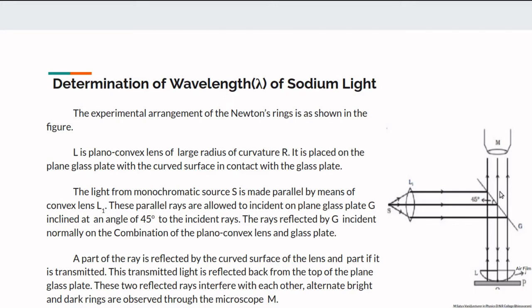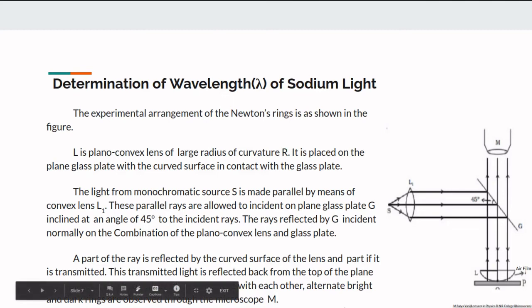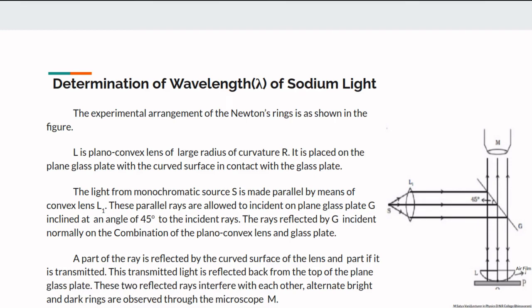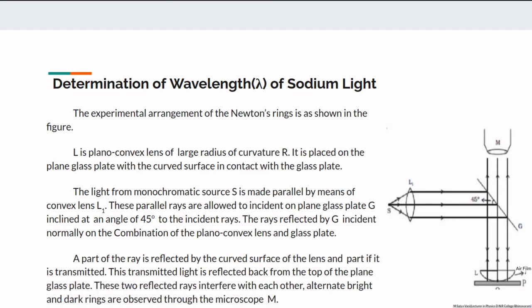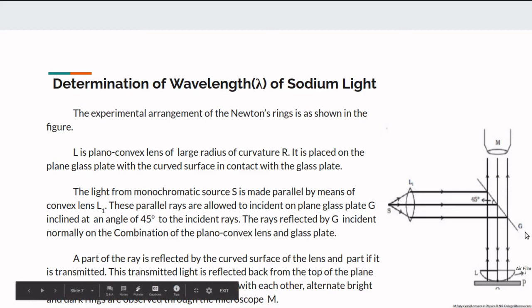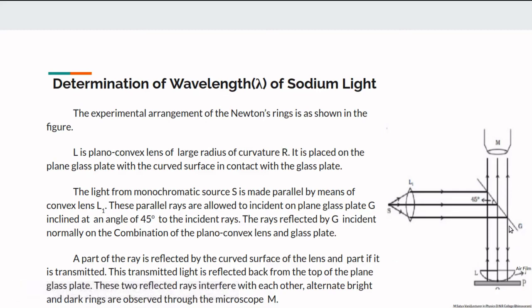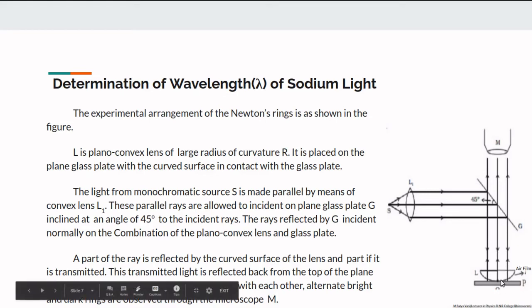It is inclined such that the angle of incidence is 45 degrees, because we know that in reflection, the angle of incidence is equal to the angle of reflection. When the angle of incidence is 45 degrees, the reflected rays are normal to the combination. For normal incidence, we place the glass plate G inclined at an angle of 45 degrees, so that the rays become normal and are incident on this combination.